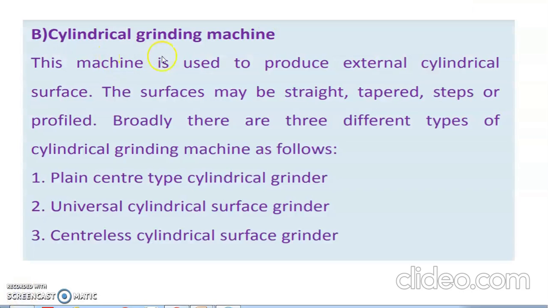Next type is cylindrical grinding machine. This machine is used to produce external cylindrical surface. The surface may be straight, tapered, steps or profile. Broadly, there are 3 different types of cylindrical grinding machine as follows. Plain center type cylindrical grinder, universal cylindrical surface grinder, centerless cylindrical surface grinder.